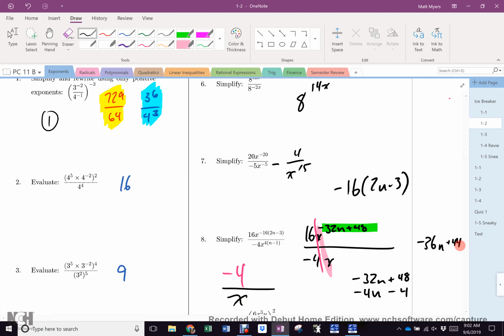Okay? Now, when I make that positive, I've got to multiply by negative 1, right? So this becomes positive 36n, but what happens right there? Minus 44. Everybody cool? Don't change what you're doing.